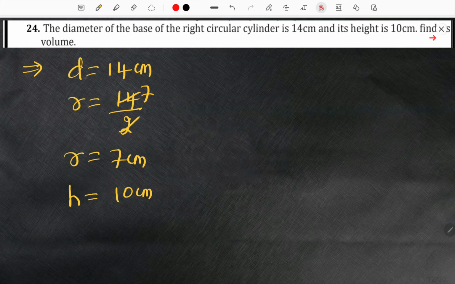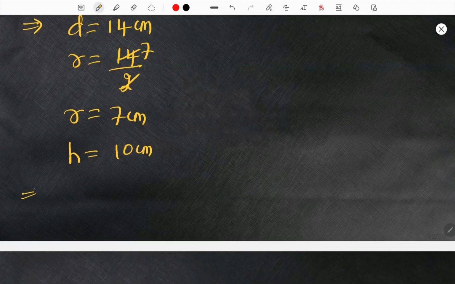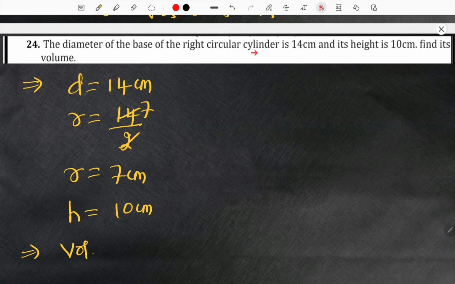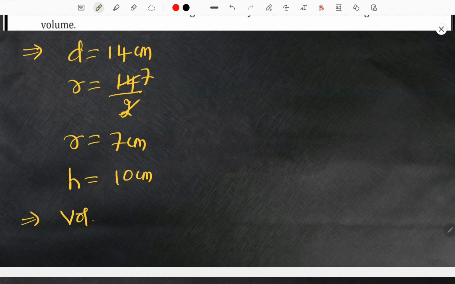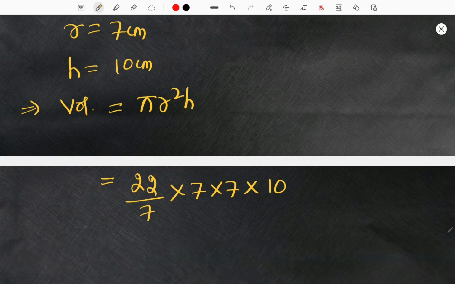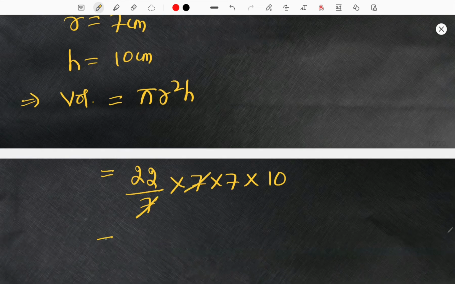Now what they're asking us is to find its volume. So whatever volume is there, we have to find it out. So volume of cylinder, this is a cylinder, right? See here, it is a right circular cylinder. So volume is equal to, what is the formula? Pi r square h. So what is the value of pi? Pi is nothing but 22 by 7 into r square is 7 into 7 into h is going to be 10. So 7 and 7 get cancelled.